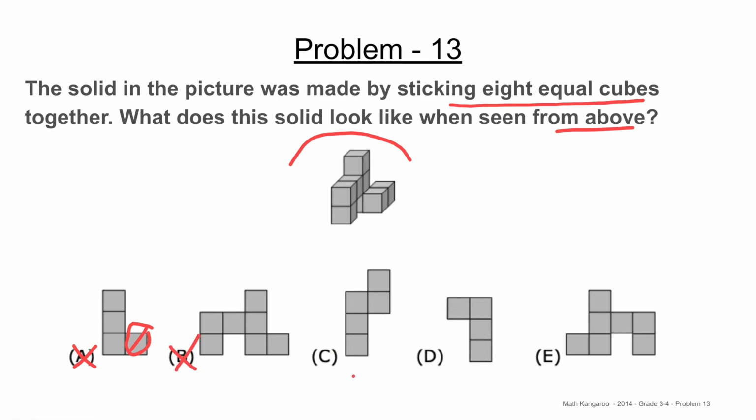We move on to option C. We see there are 3 blocks in a row and then there are 2 blocks in parallel. This could be our answer. We move on to option D. We see that we have 3 blocks in a row, but there is only 1, so we eliminate it. In option E, we see we have 3 blocks in a row, but there are no 2 blocks in parallel. So we eliminate it. So our correct answer is option C.